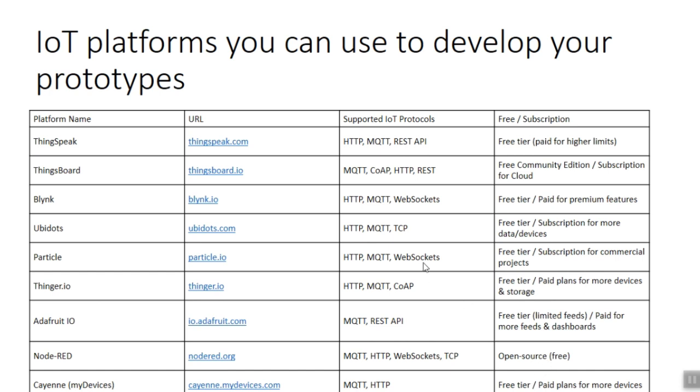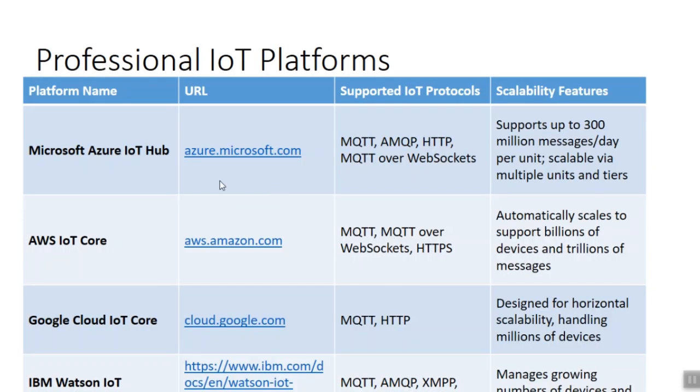All right. So let's look at some of the professional IoT platforms that are out there. So we have the Microsoft Azure IoT Hub, the AWS IoT Core, Google Cloud IoT Core, IBM Watson IoT platform. So we have a good number of professional IoT platforms that are out there, okay. So some of them are pay per use, okay.